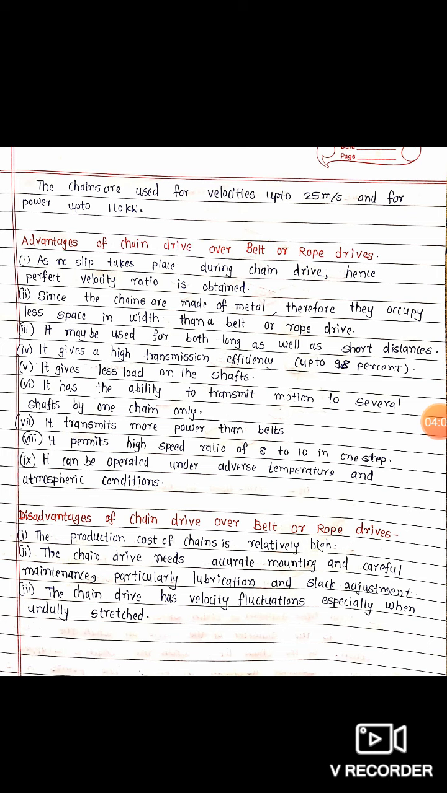Sixth advantage, it has the ability to transmit motion to several shafts by one chain only. That is, if we use only one chain, then at multiple points we can transmit that rotation. Seventh, it transmits more power than belts. Eighth, it permits high speed ratio of 8 to 10 in one step.